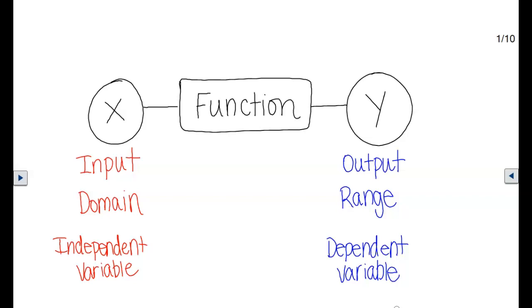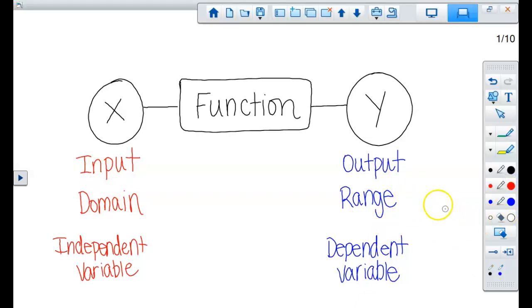One of the big takeaways that I want you to have from this video is that a function's job is to relate or connect two things. And in algebra, that connection, that relation needs to be made between an x value and a y value. The function will take the x that you input and relate it to, or connect it to, a y value that it outputs. So that's the way these things are going to operate.